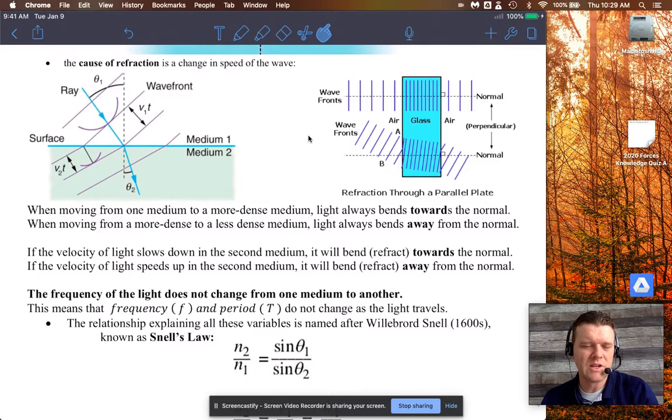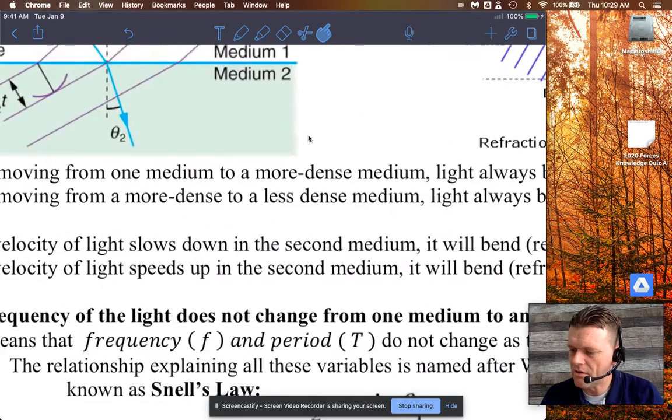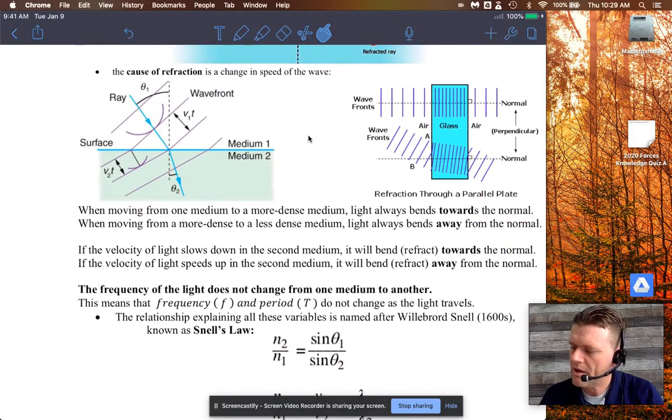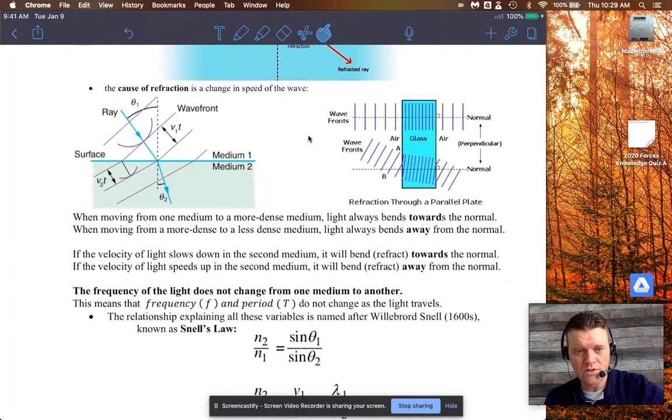Another way you can say it is noted right here, the velocity. If the velocity of light slows down in the second medium, it will bend or refract towards the normal. And if the velocity of light speeds up in the second medium, it'll bend away from the normal.